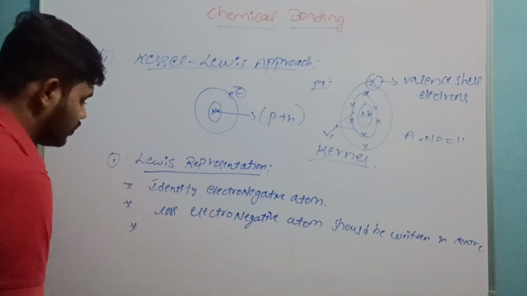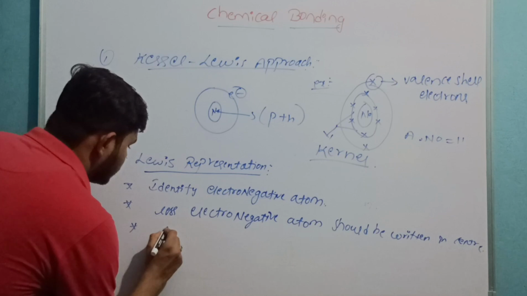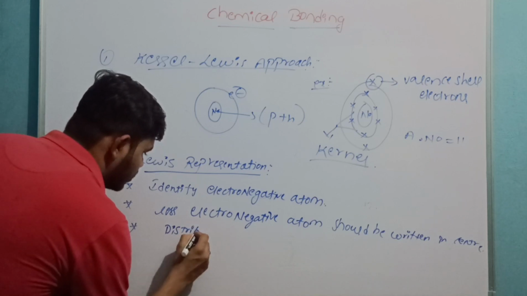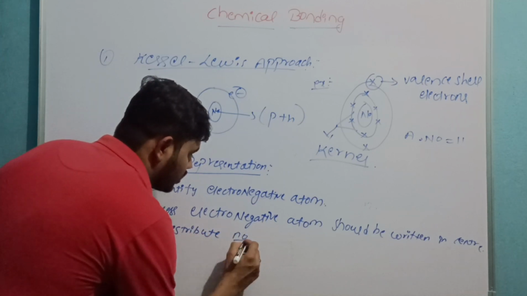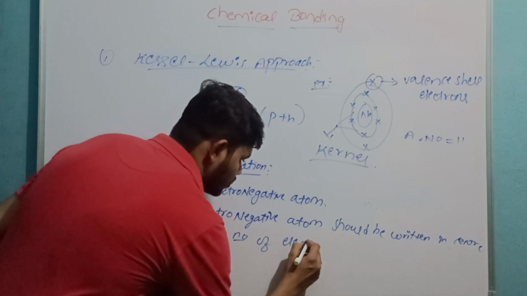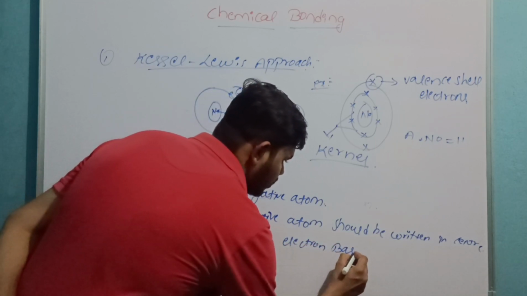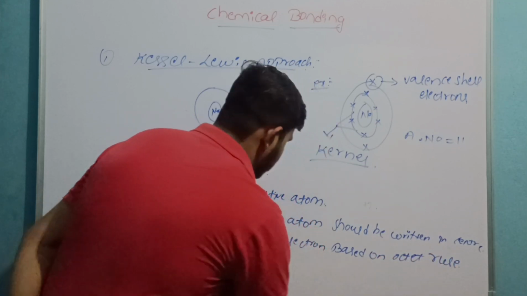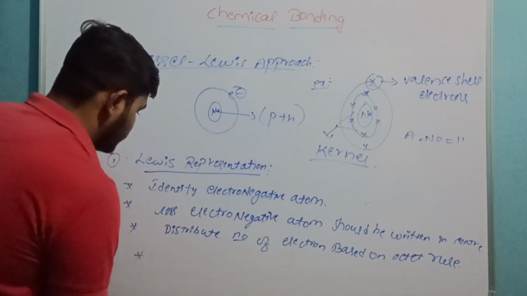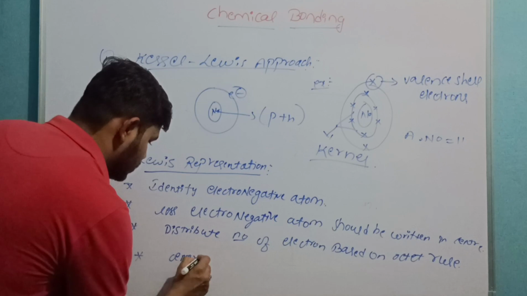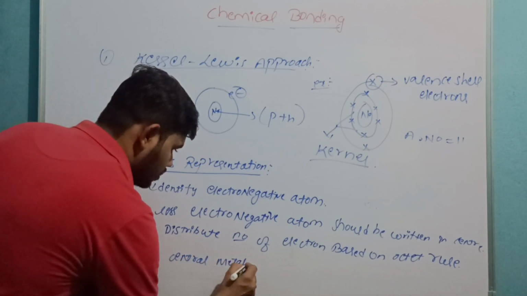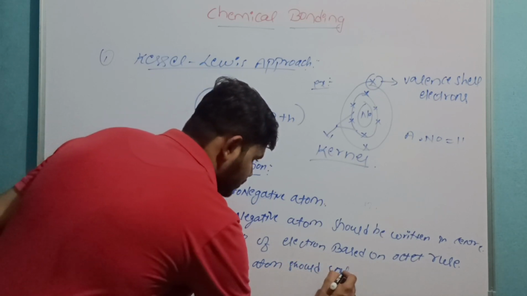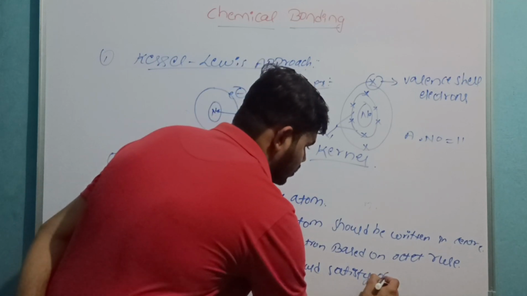Then third rule, distribute the number of electrons based on the octet rule, and the central metal atom should satisfy the octet rule.